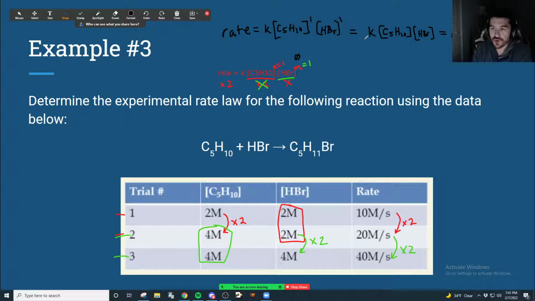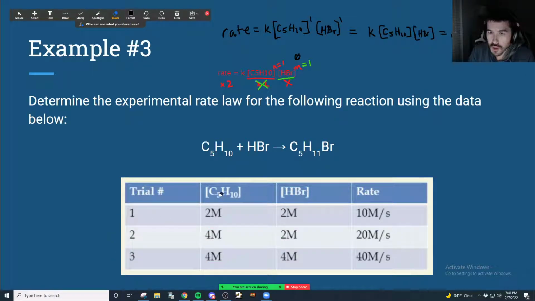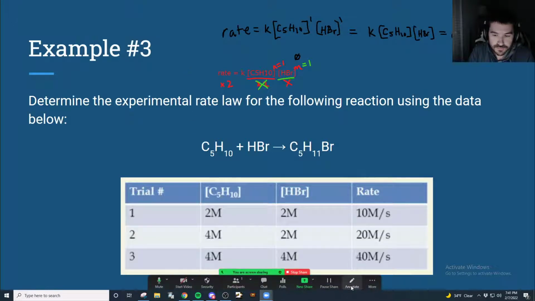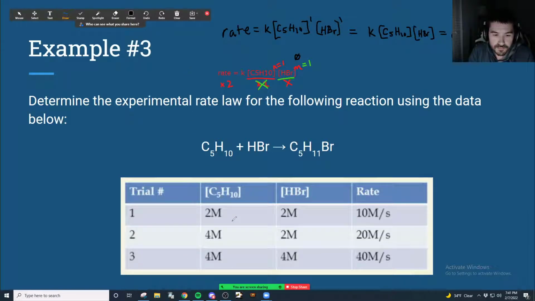Goodness gracious. Okay. So yeah, you can use any of these trials. Let me go through here and erase all of this stuff. You can use any of these trials to determine what this value of k is. All you have to do is plug in these three pieces of information. We have spots for those three things: the concentrations and the rate. Just plug this stuff in and figure out what k is.